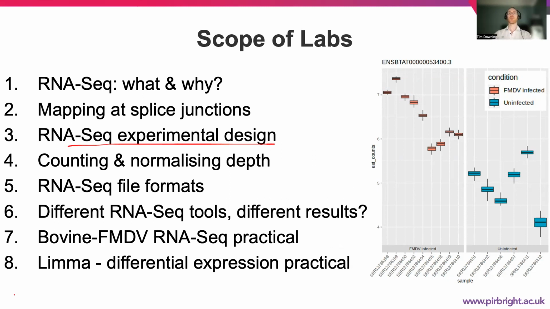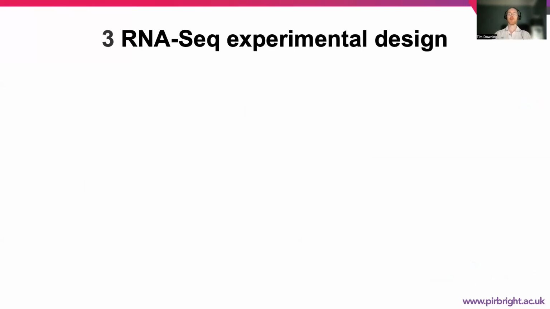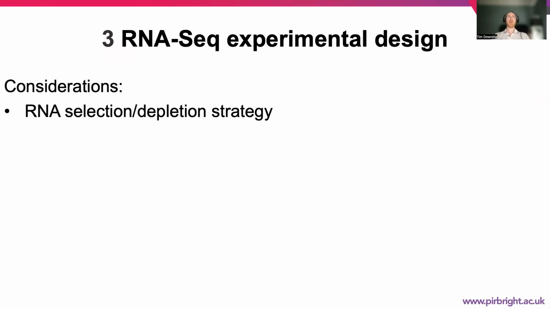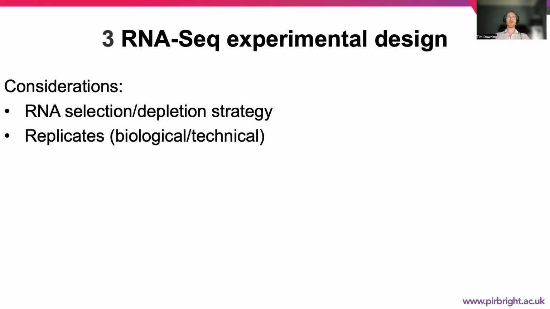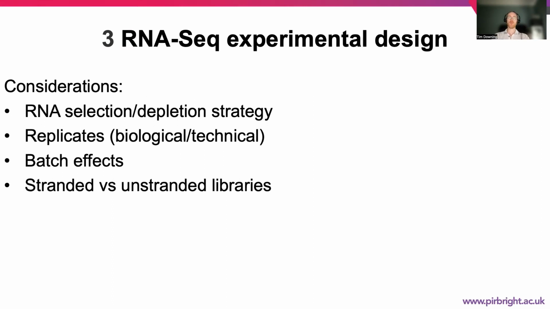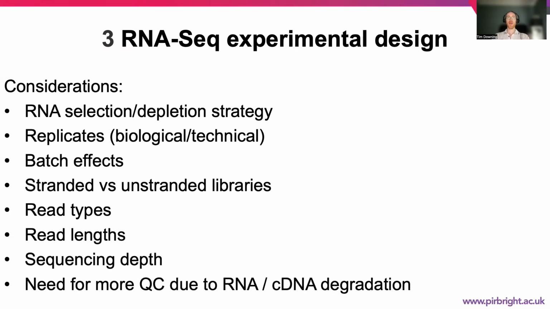Now we're going to consider RNA-seq experimental design, and we know that there are a lot of sources of variation in these kinds of experiments. We have to consider the RNA selection and depletion strategies, the relevance of replicates, especially biological replicates, and batch effects if we do different sequencing runs on different days. We also consider whether we're using stranded or unstranded libraries, typically stranded, the read types, the read lengths, the depth, and the need for more careful QC with RNA data than genomic data, because RNA tends to degrade more quickly.